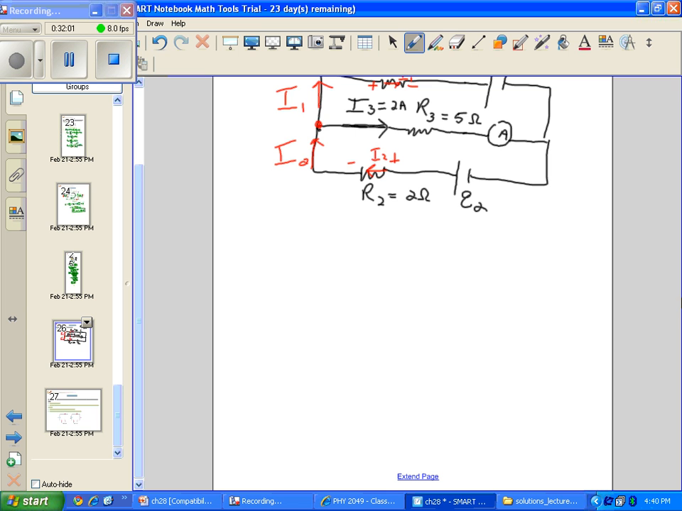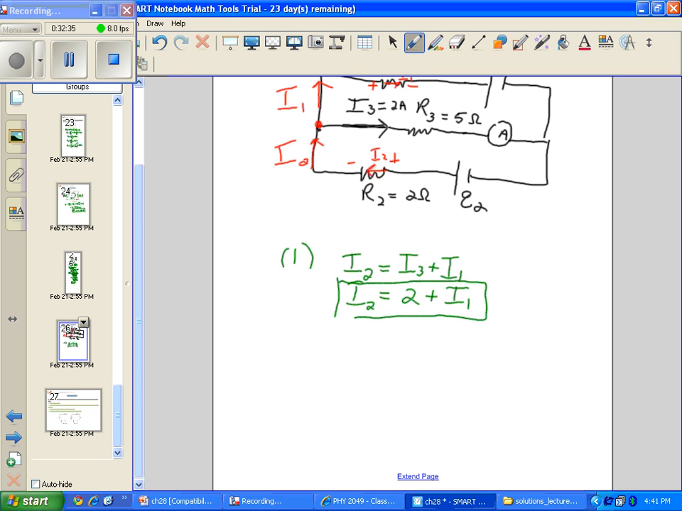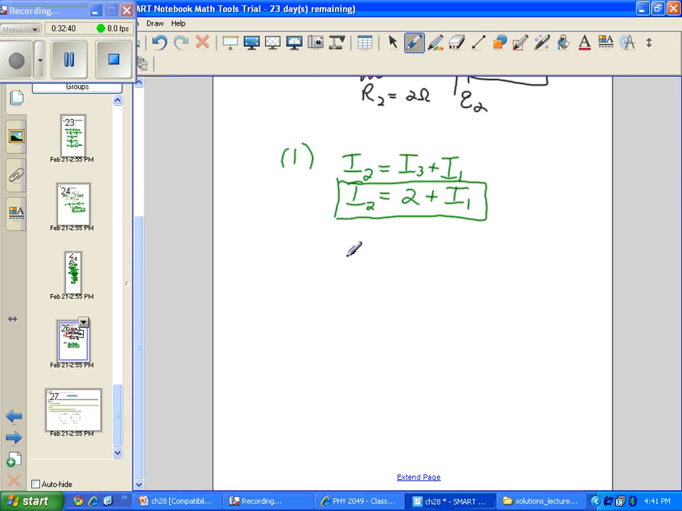Let me go ahead and select the green and write down our first equation, which is our junction rule. We see that I2 is equal to I3 plus I1. Since we know I3, we can write I2 equals 2 amps plus I1. And again, I leave out the unit just to eliminate the number of letters in our equations so that there is no mixing up of variables.